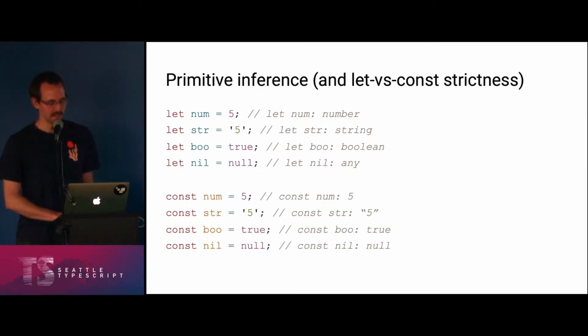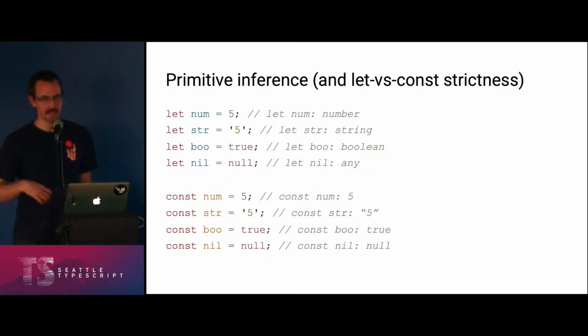This num5 is the type of 5. The string 5, this is supposed to have quotes around it. That's a mistake, but it's the exact type of the string. This boolean is a true, and this null is a null.